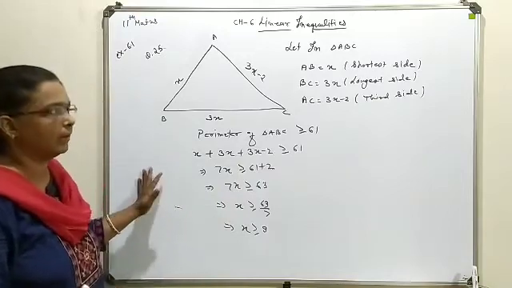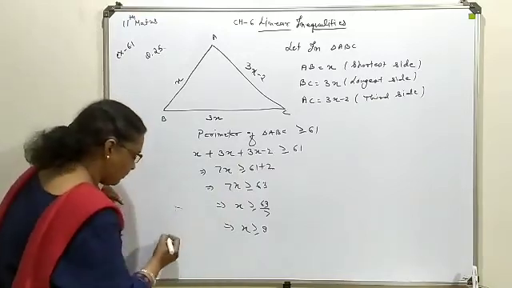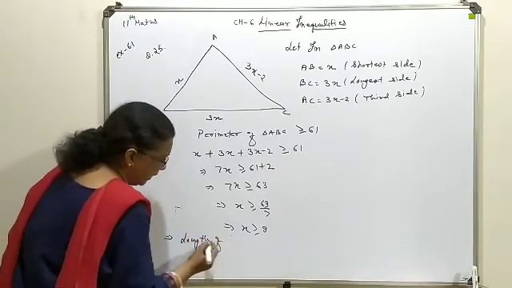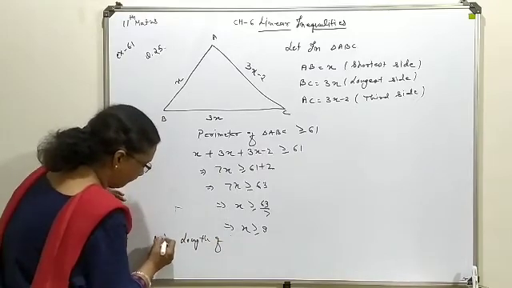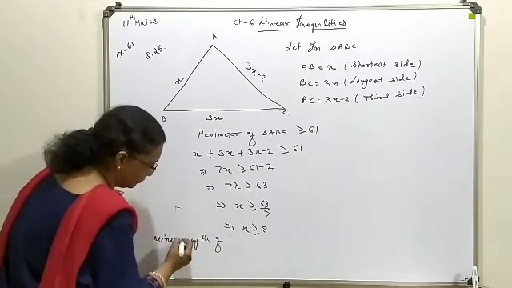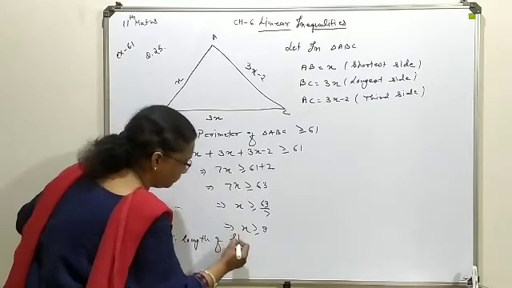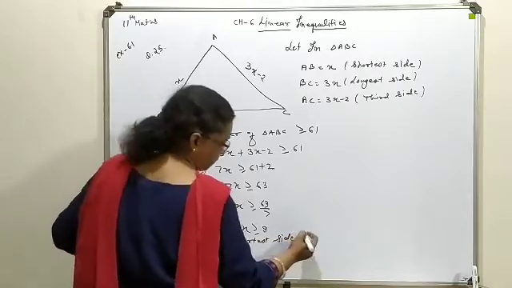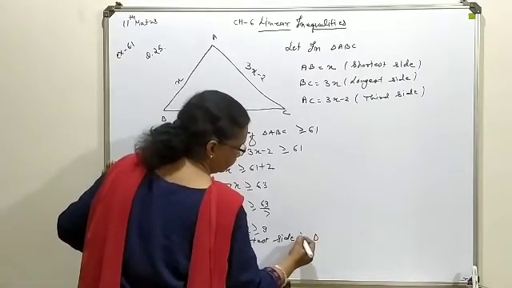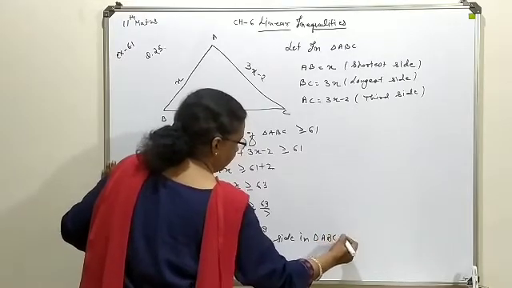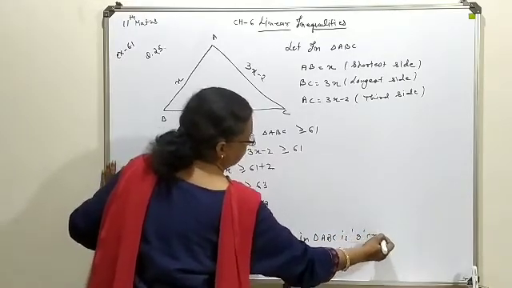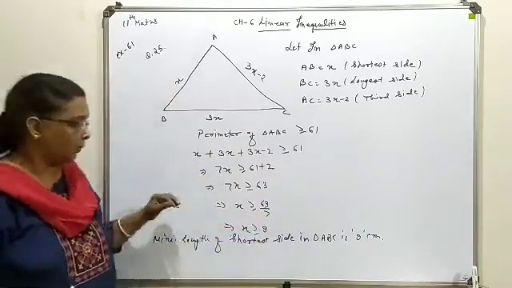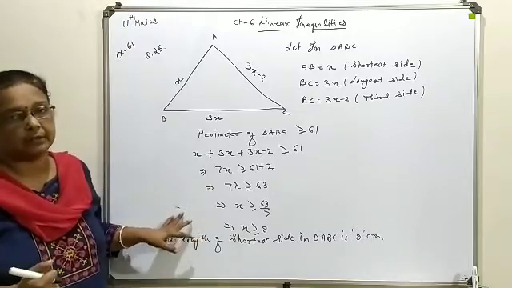So here the answer you will write in a statement form, that is, therefore minimum length of shortest side in triangle ABC is 9 centimeter. So this way any of the sides can be asked, or any of the sides you can evaluate on the basis of this minimum length evaluated here.